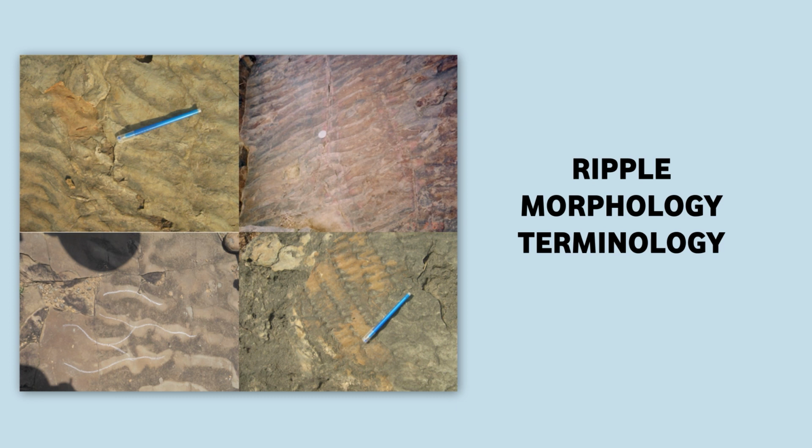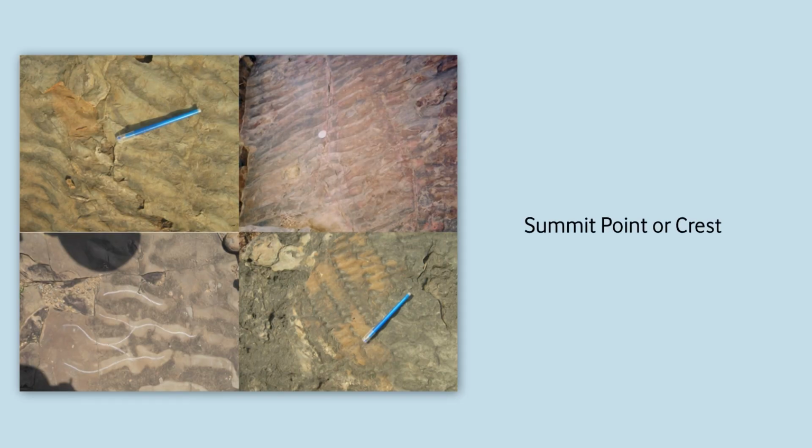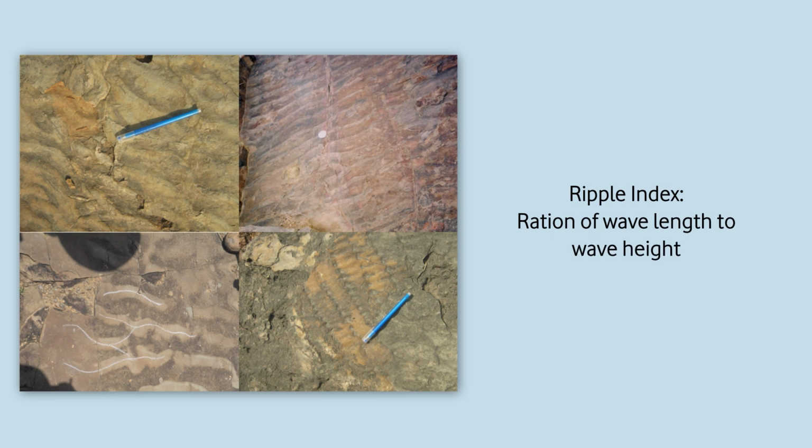Ripple has a particular shape. It depends upon how they are formed. When they move from one end to the other end, they produce the lee face, and when they move to the other side, it is called the stoss side. The maximum height to which this ripple reaches is called a summit point, or also known as crest. The ripple height, ripple wavelength, ripple index, all these things will be explained in the next slide.